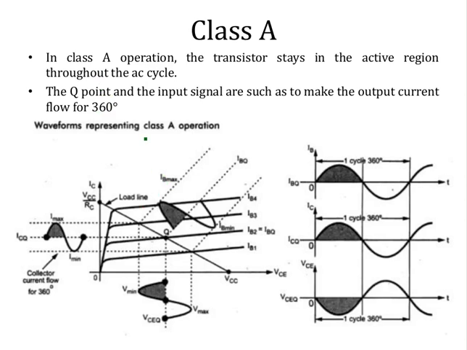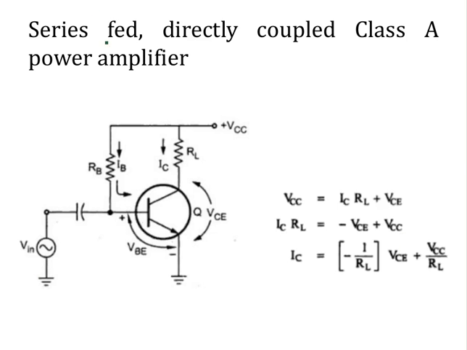Here the Q point and the input signal are set so as to make the output current flow for 360 degrees. So there is no distortion. You are able to reproduce the signal completely over the entire 360 degrees, or the full cycle, in class A mode. So let us see the first type of class A amplifier, which is the series fed, directly coupled class A power amplifier.